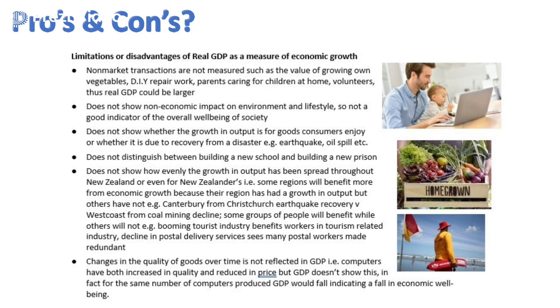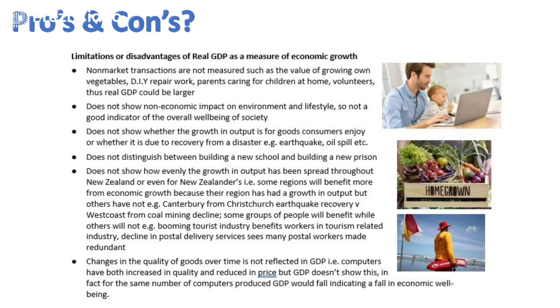It doesn't show us whether the growth in output is for goods consumers enjoy or whether it's due to a particular event, such as when the earthquake happened, GDP increased because there's a lot of activity happening. It doesn't distinguish if it's a building at school or a prison or wherever it might be, so it could be government funded. It doesn't show us exactly what's happened.